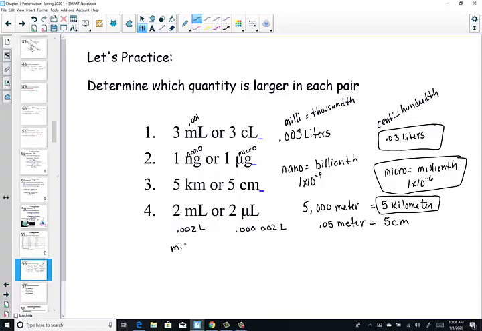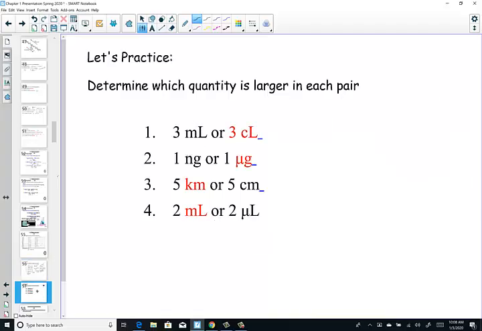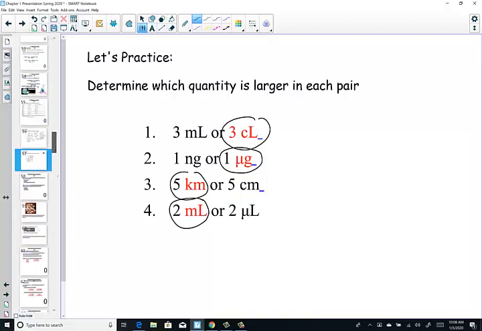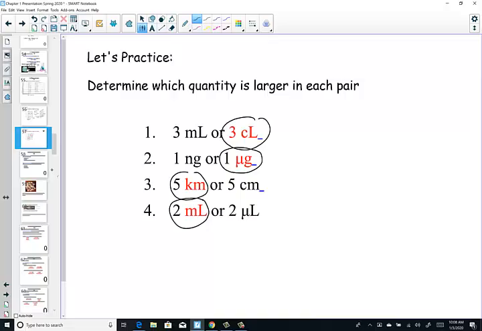So milli, which represents a thousandth, and a micro, which is a millionth. The larger unit is a milli. And we highlighted those correctly, didn't we? The larger unit: a centiliter, a microgram, a kilometer, and a milliliter. And we're working these practices to help us get proficient in memorizing the values of those particular prefixes.